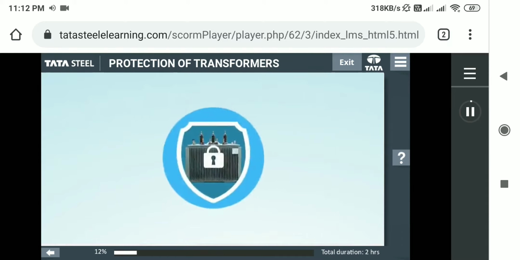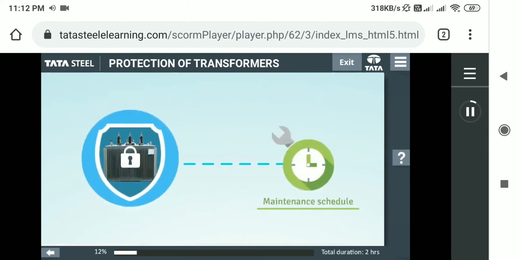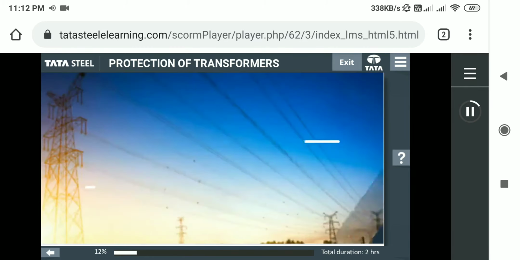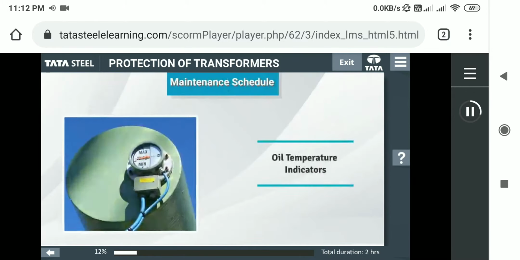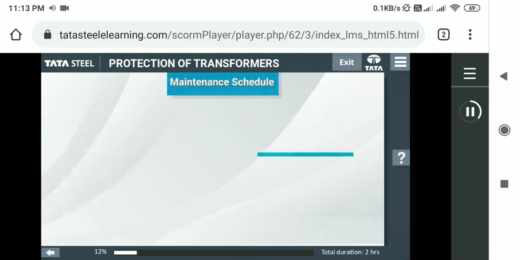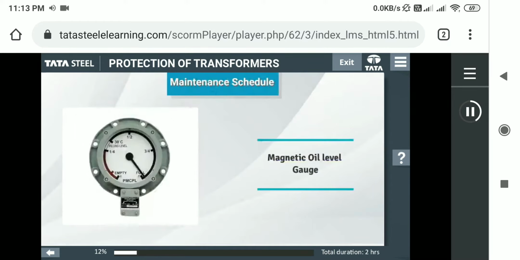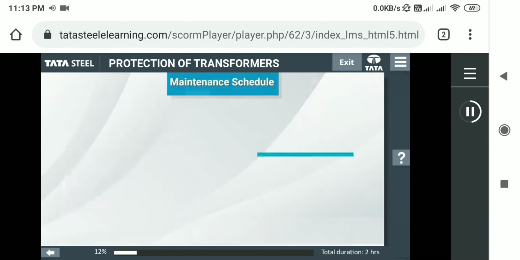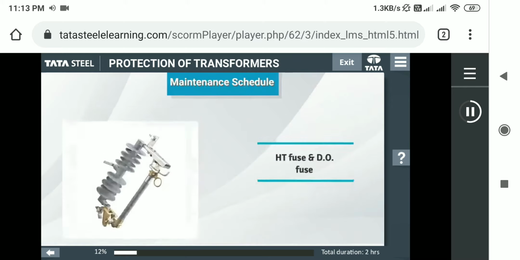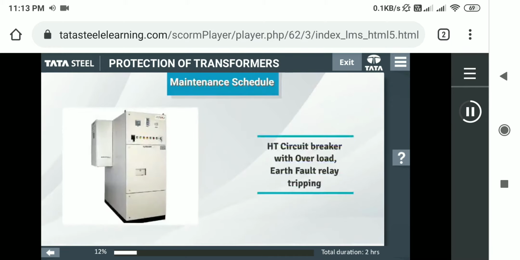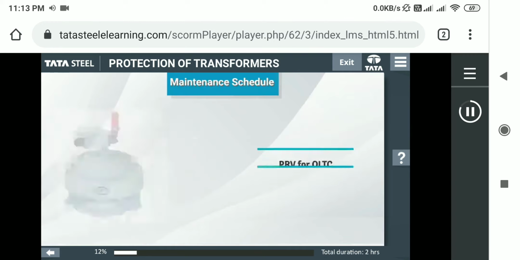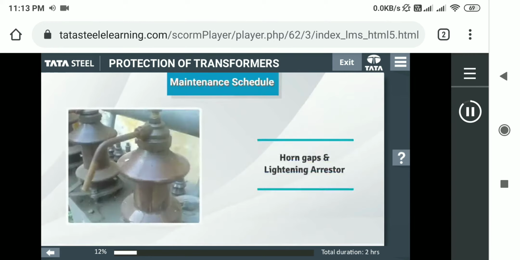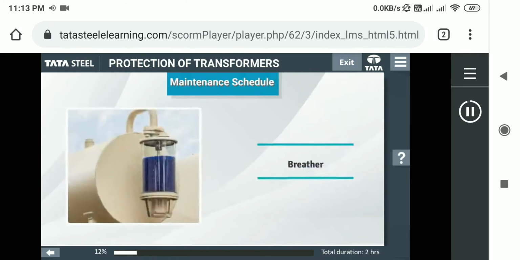The best way of protecting a transformer is to have a good preventive maintenance schedule. The maintenance schedule includes taking care of oil temperature indicators, winding temperature indicators, Buchholz relay, magnetic oil level gauge, explosion vent, HT fuse and LT fuse, LT circuit breaker, HT circuit breaker with overload, earth fault relay tripping, oil surge relay for OLTC, PRV for OLTC, horn gaps and lightning arrestor, breather.